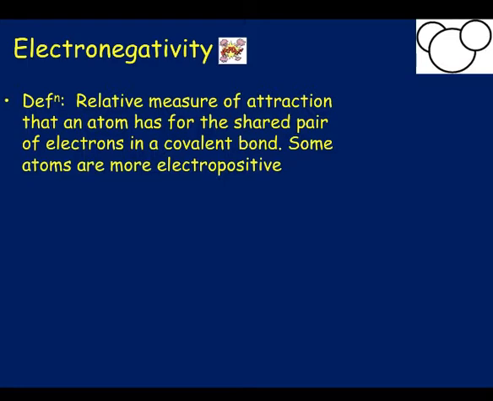So it's not a real full-on, I would sell my soul because it's right. It is a relative measure of attraction. These electronegativity values are numbers that, I'm not going to say they're made up, but essentially they're assigned to each element. So it's not a real proper measurement. It's just assigned values. So electronegativity is the relative measure of attraction that an atom has for the shared pair of electrons in a covalent bond. So that is your definition of electronegativity.